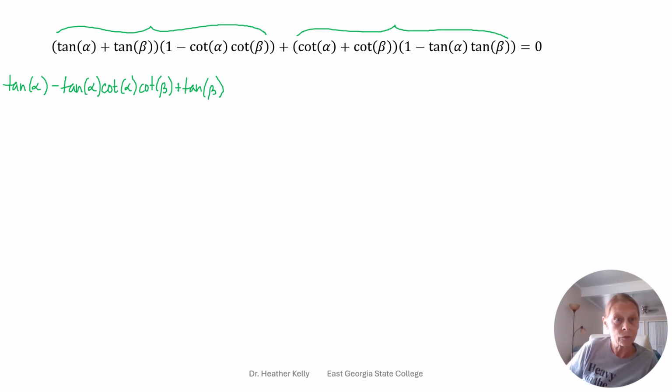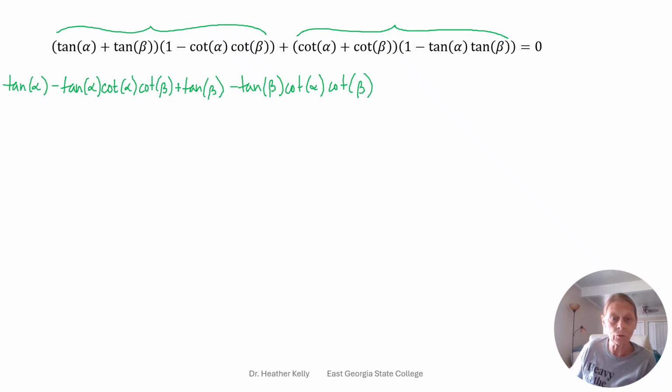Okay, so I got those. Now we got tan beta times 1 minus, and now we have tan beta. So I'm going to, tan beta, cotan alpha, cotan beta. Okay, that's all of that guy.